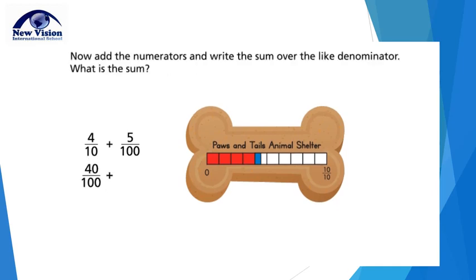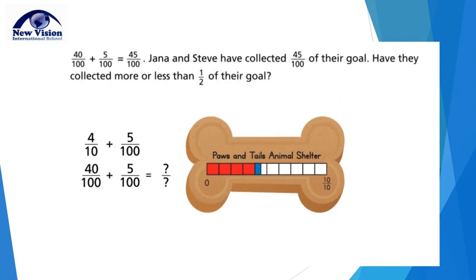Now add the numerators and write the sum over the like denominator. What is the sum? 40/100ths plus 5/100ths equals 45/100ths. Jana and Steve have collected 45/100ths of their goal.